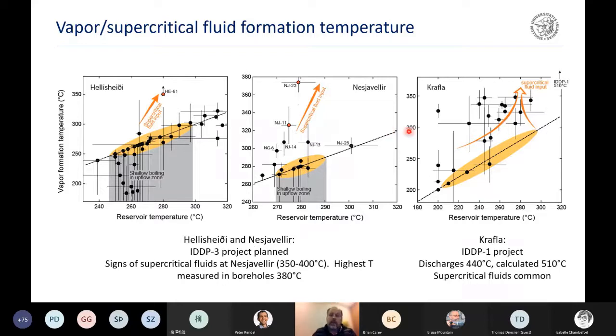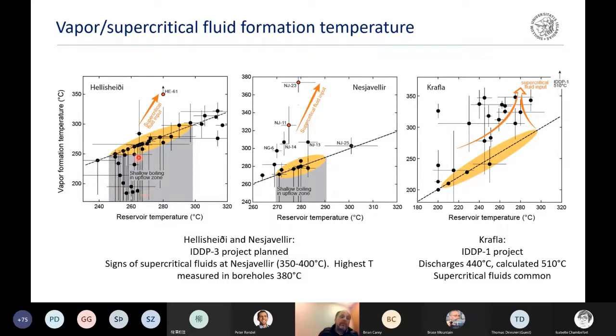So we have here three Icelandic systems to see how this all works. Hellisheiði, which I talked about before, and Nesjavellir, both of these have many excess enthalpy boreholes, and then Krafla up in the northeast of Iceland, which displays a very similar borehole behavior. And on the y-axis, you have the vapor formation temperature, and on the x-axis, we have the measured reservoir temperature within the boreholes.